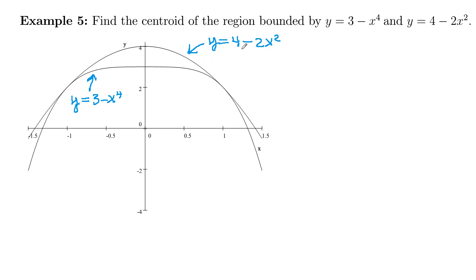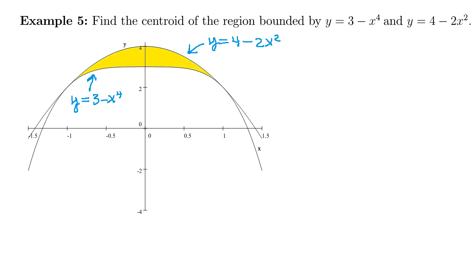And we can tell that because here if x equals 0, your y-intercept is 4, that's at 4. Here if x equals 0, y is equal 3, that's right there. So we want to find the centroid then of that region there.